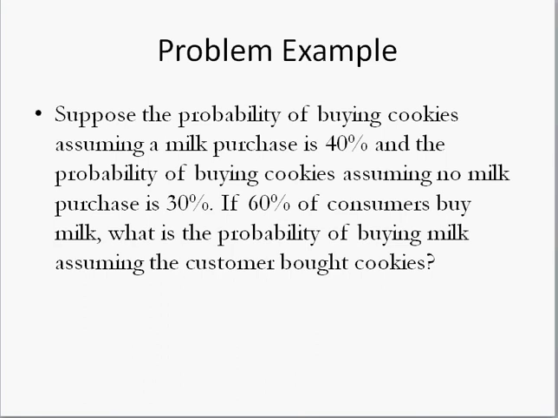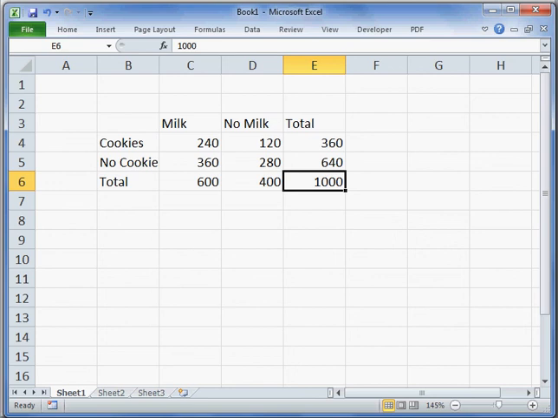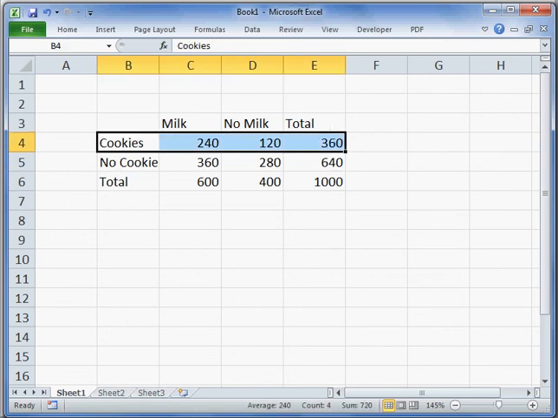Alright, so now that we have our table, we can ask our question: what is the probability of buying milk assuming the customer bought cookies? The sentence said assuming bought cookies, so we're going to narrow it down to the 360 people who bought cookies. What's the probability of buying milk assuming you bought cookies?